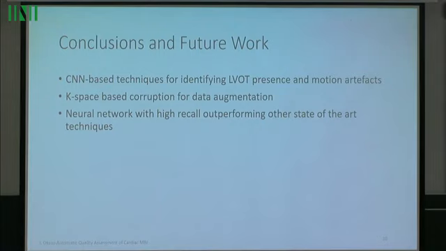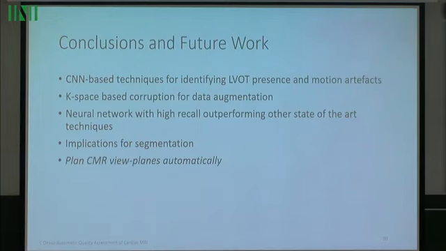We have shown that neural networks can not only achieve high accuracy but also high recall in the detection of low quality images. As I tried to underline, there might be some implications for the segmentation as a future work of this problem. We are able to generate corrupted images in order to enrich the data pool for the segmentation. There is also a path to deploy these mechanisms during the acquisition to end up with flags for low quality images, and also define the correct orientations for defining the view planes automatically.